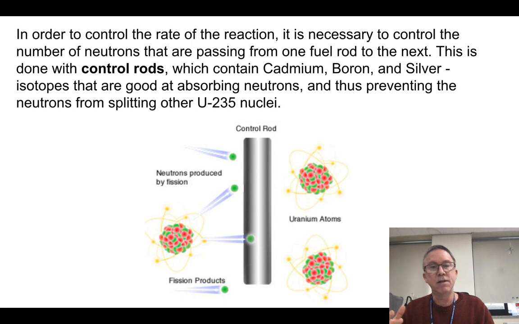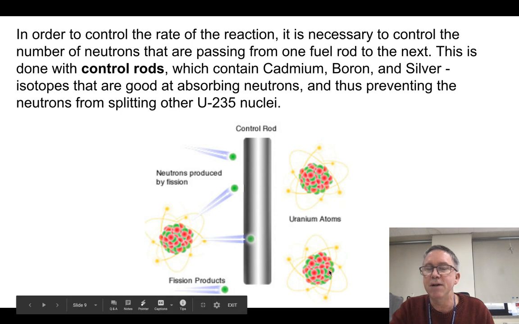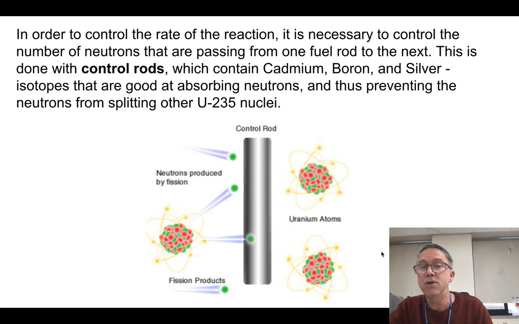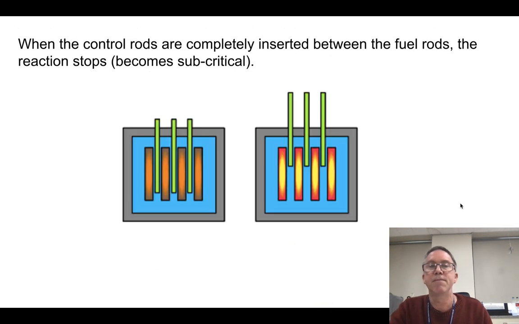are not fuel rods, but they go in between the fuel rods, and basically they contain isotopes that are good at absorbing neutrons. So when you put these in, they basically dampen the reaction by absorbing the neutrons. So a neutron coming out of this atom here can't make it through the control rod, so it can't split these atoms over here. So the idea is if you want to control the fission process, you've got to control the neutrons. And the way you control the neutrons is by having these cadmium or boron or silver containing control rods that are good at absorbing neutrons.